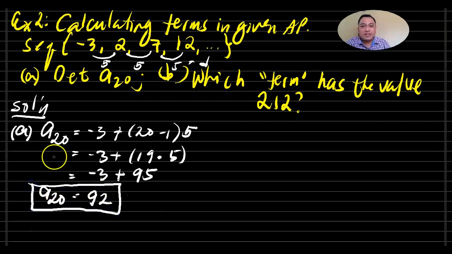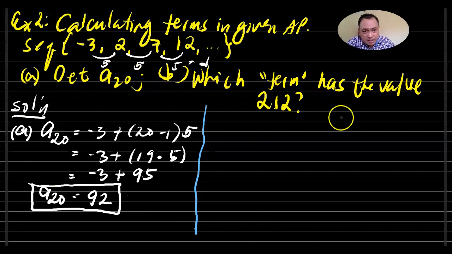So easy as that. Now, in letter B, let me use another color. Here in letter B, which term has the value of 212? Let's go back to our general term formula, which is A sub n is equal to A1 plus n minus 1 multiplied by d.